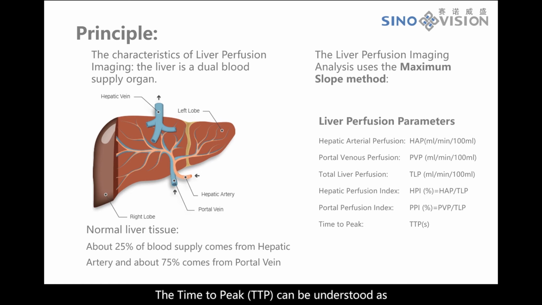The time to peak can be understood as the time when the blood flow reaches the tissue. Various mathematical models can then be used to process the raw temporal data to ascertain quantitative information. Here we use the most classic one, the maximum slope method.